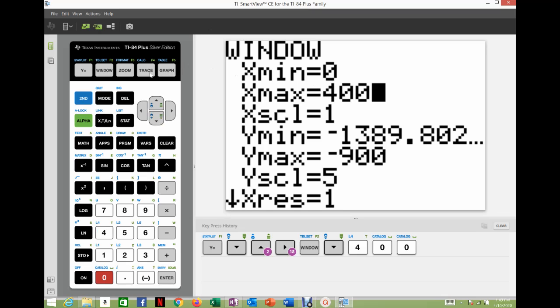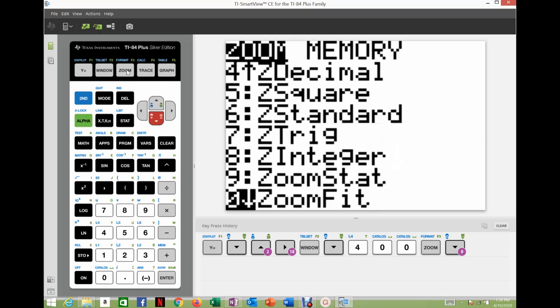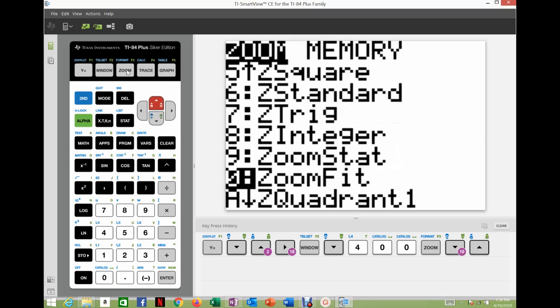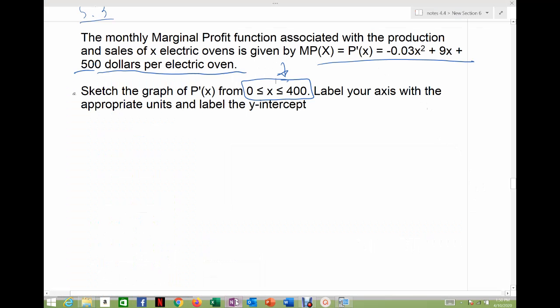Once you've typed in the domain that you want to graph it over, your calculator will graph it if you go to zoom, scroll off your page, and go down to zoom fit. Now it fits it over the x values you've plugged in. You hit enter, and there's my graph of my function over the domain 0 to 400. So I'm going to go back to my notes and now graph it, labeling everything that's important.